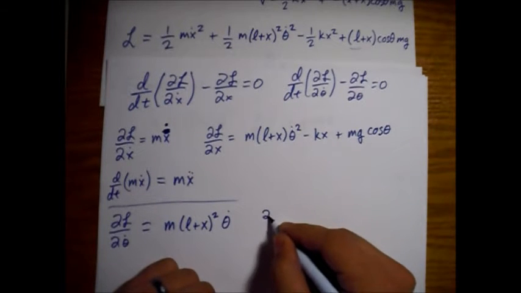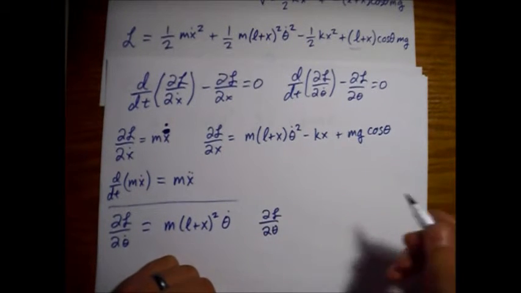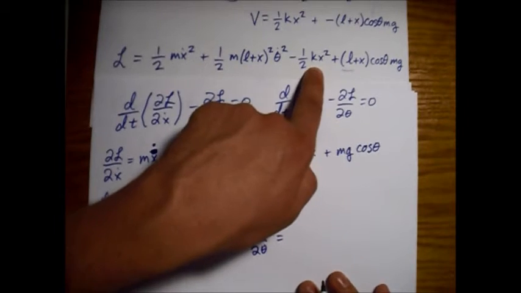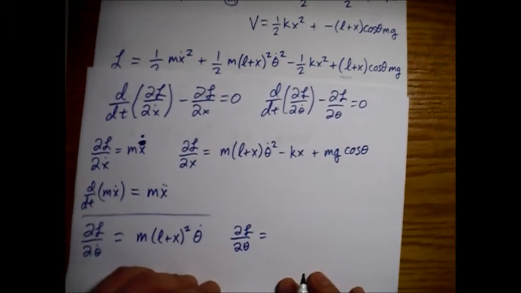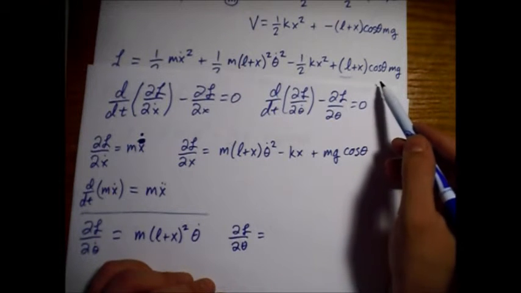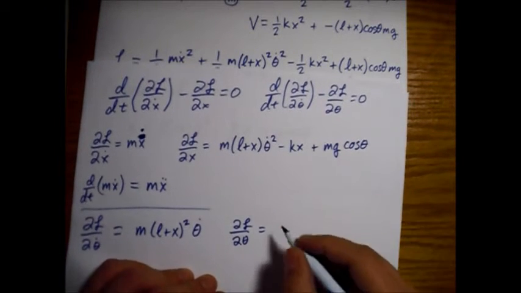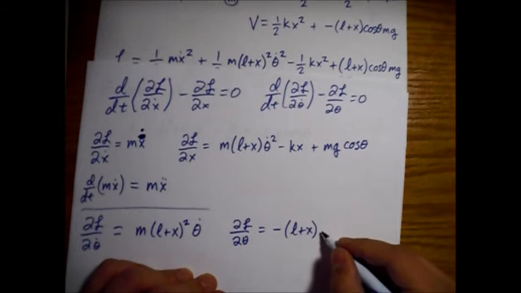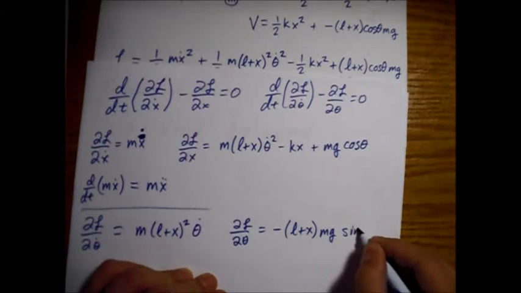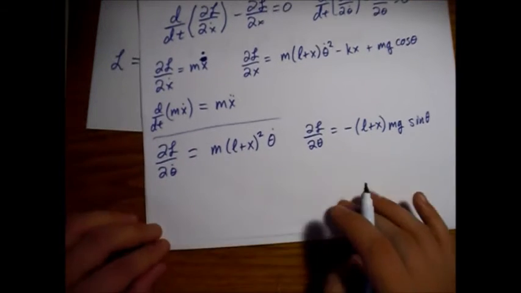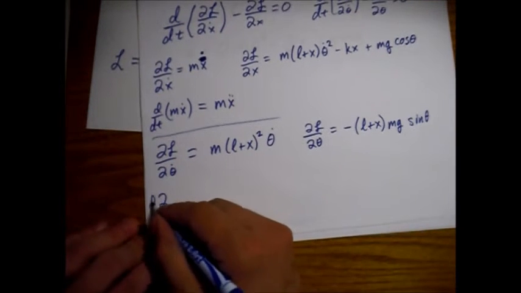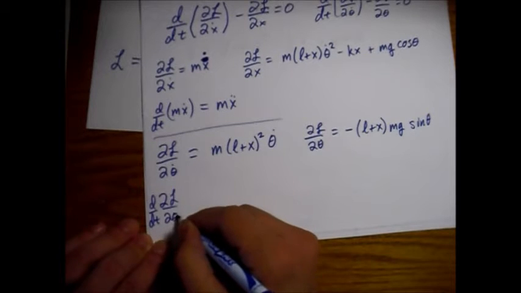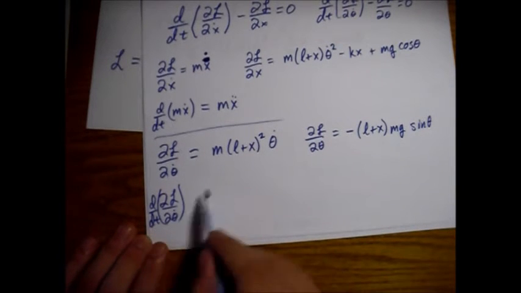Now we take the derivative of the Lagrangian with respect to theta. No theta here, no theta here, no theta here. There's our theta right here. Okay, so the derivative of cosine theta is minus sine theta. So there will be a minus here. We'll have our L plus x, we'll have our mg, and then a sine of theta. Okay, so now we want to take our total derivative with respect to time of this thing.